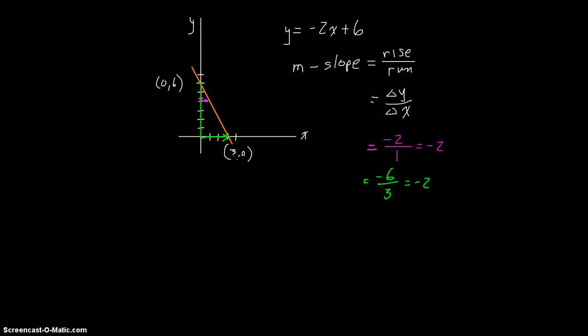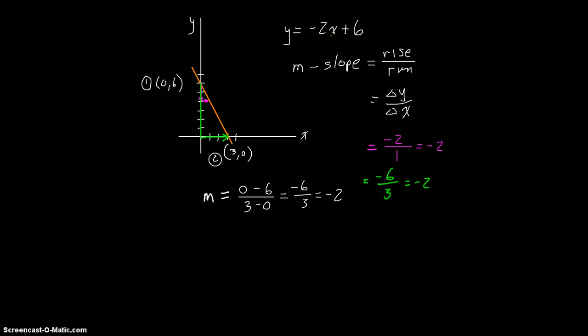We could have used these points. Let's just do that for practice. Slope is the change in y. So let's call this our first point, this our second point. So it's y2, so the y value here, 0 minus the y value of the first point, which is 6, all over x2, which was 3, the x value of the second point, minus x1, which is 0. And this gives me minus 6 over 3, which is negative 2. So I'm pretty confident right now, I've got 3 values of negative 2, that my slope is negative 2.